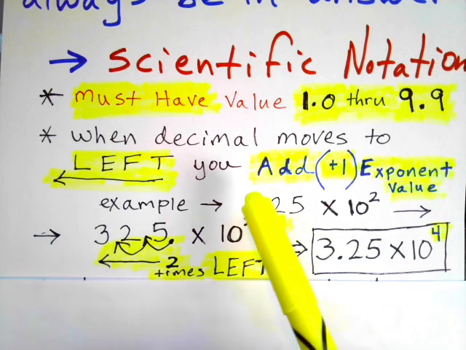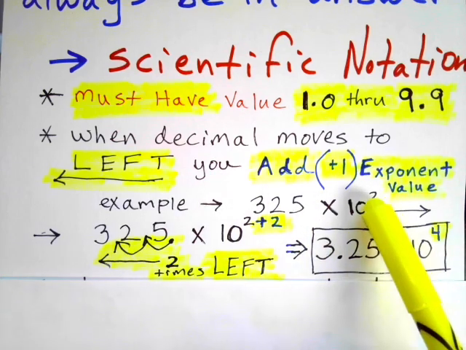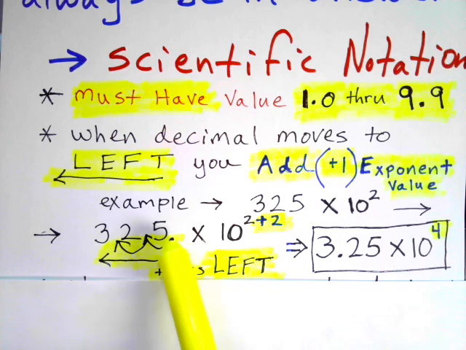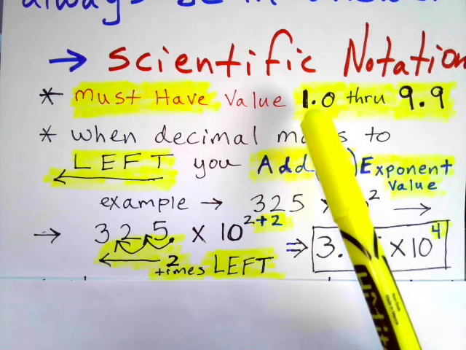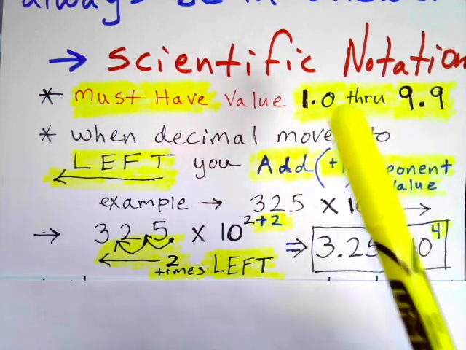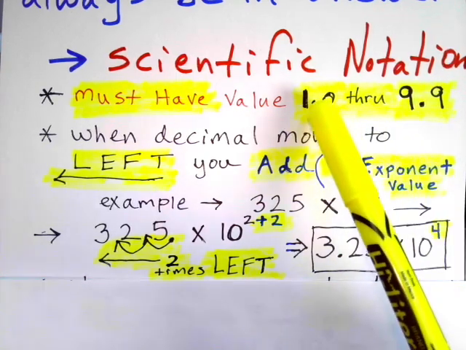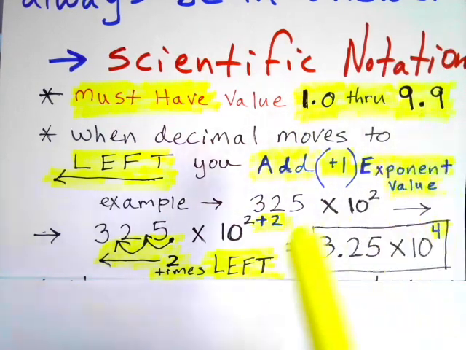So we have 325 times 10 to the second power. There's an invisible decimal here to the right of the 5. I'm showing you that here now. I'm going to move this decimal until I find a number that's between 1 and 9.9. That's when I know I stop. I stop moving that decimal when I get to a number between 1 and 9.9.